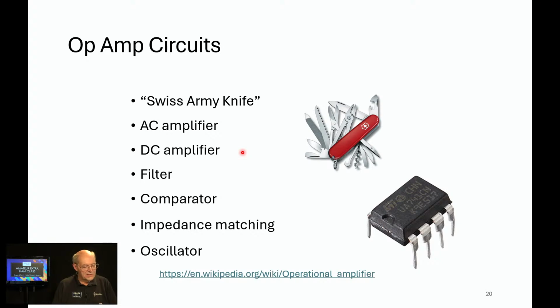So what can we do with these things? Well, it can be an AC amplifier. It can be a DC amplifier. It can be configured as filters. If you feed a certain amount of the output signal back to the input through a network, either capacitor, inductor, or capacitor and resistor, it can operate as all kinds of things. It can work as a comparator, where you take the two input voltages and see if one is greater than another one. If it is, it'll switch. It can do impedance matching. It can be configured as an oscillator. So all of these things can be done with an op-amp.